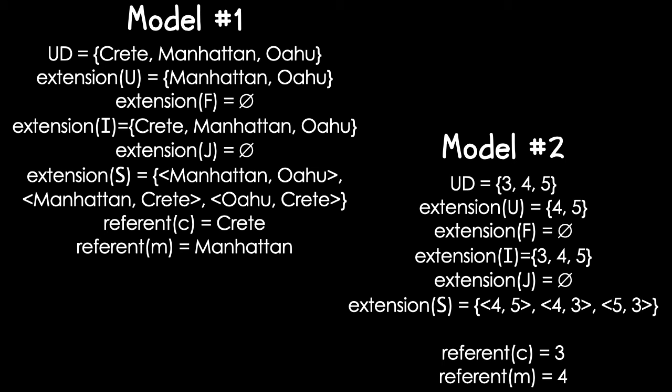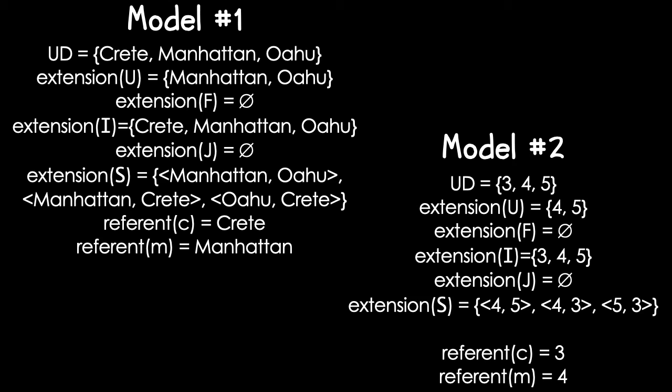Here are the two models we've just looked at, side by side. I feel like I'm trying to pack too much onto the screen with this slide, so feel free to step back in the video if you have trouble seeing the details. By looking at these two models, which I've labeled model number 1 and model number 2, you can see they have the same structure. For example, everywhere Crete appears in model number 1, the number 3 appears in model number 2. And that means that sentences of QL get the same truth values in the two models.